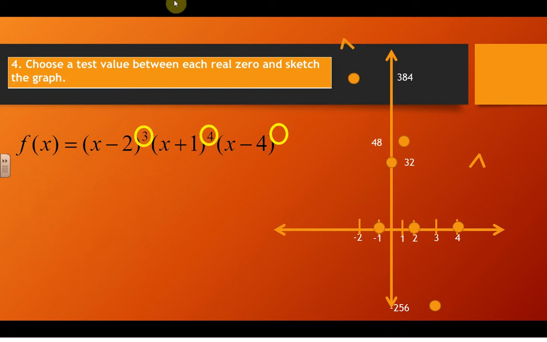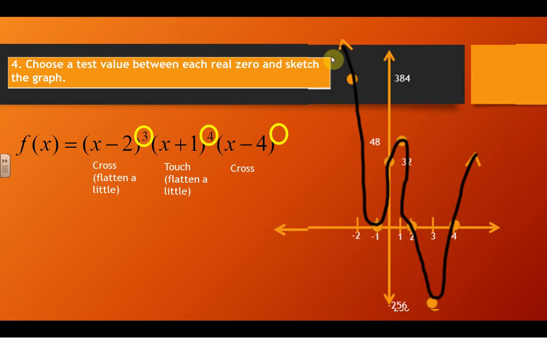And now here's where the multiplicities come into play. So when we graph this, we're crossing, but we're flattening a little, because it's not 1. We're flattening a little, and we're crossing. So now come the beautiful sound effects. When you sketch, you're coming down at negative 1, you're touching, you're flattening out a little. And then we have to go through the y-intercept. This is where the test point matters. We know to go up before coming back down. So we went up, now we're coming back down, and we're flattening a little. And then we're coming down, and we're going through.